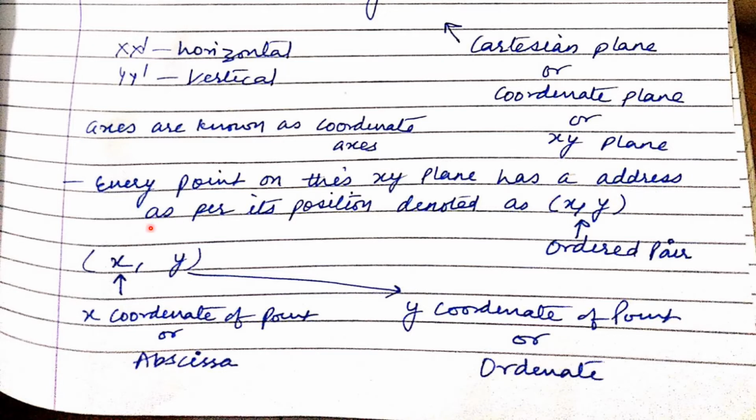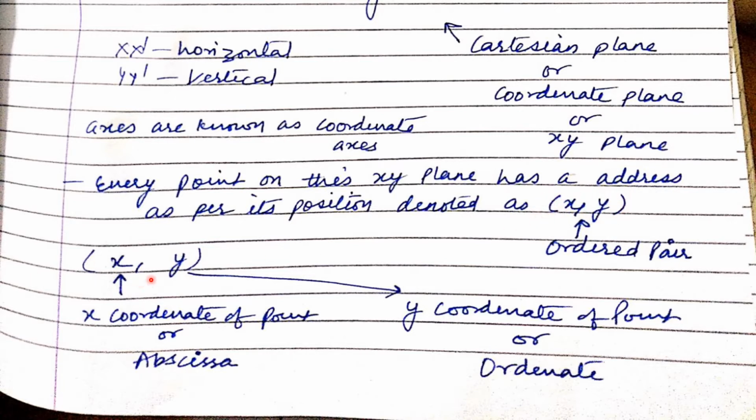As per its position, we denote the position of anything on this coordinate plane or xy plane as x comma y. It is very important, and it is a normal thing for everyone to take x in the first position and y in the second position. It is followed by everyone around this globe. So we will also follow this, that x will come as the first coordinate and y will come as the second coordinate. So we call it an ordered pair.